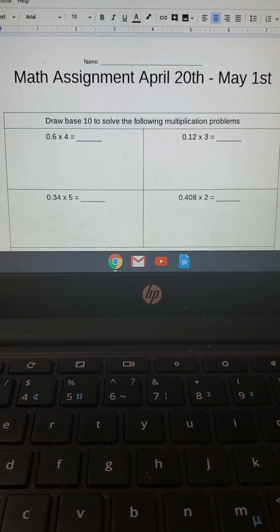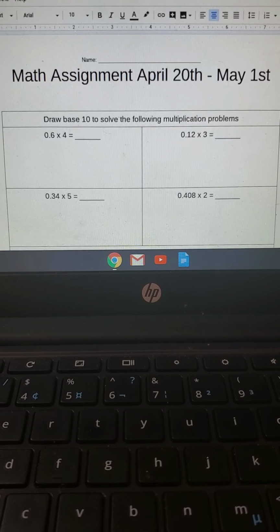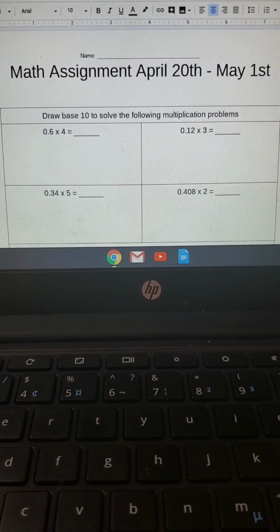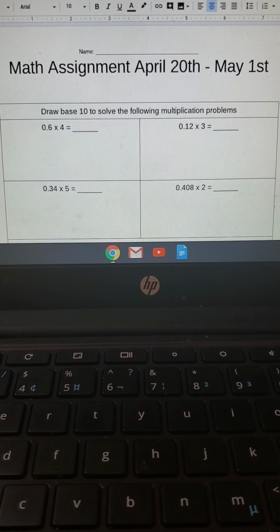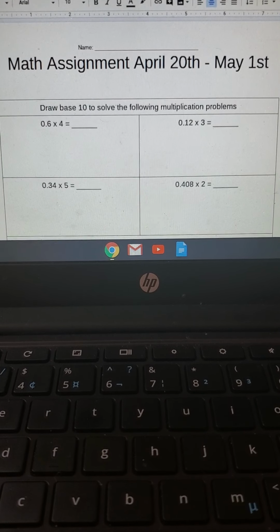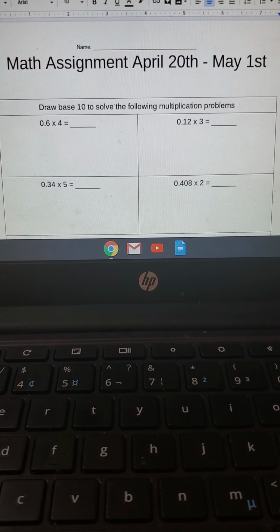There's the assignment for this week and next week too, actually. So I had a few people ask me about the base 10 question at the beginning of the assignment. So I'm going to take a look at that question right now with you.